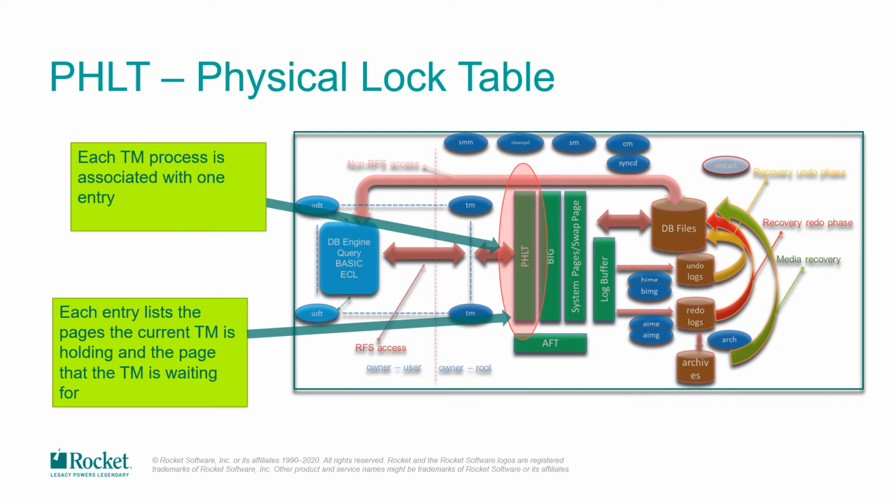The physical log table holds the information about the ownership and the waiting list of system buffer pages. Each of the TMs has one entry in the physical log table. Inside this entry, all the holding pages and also the pages the TM is waiting for are listed in the entry.